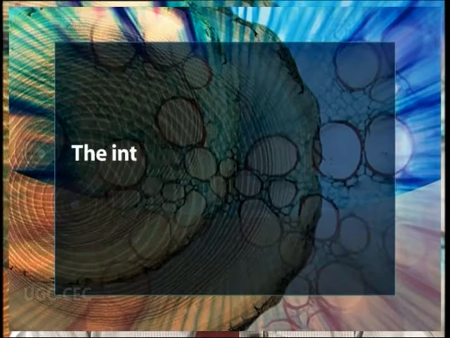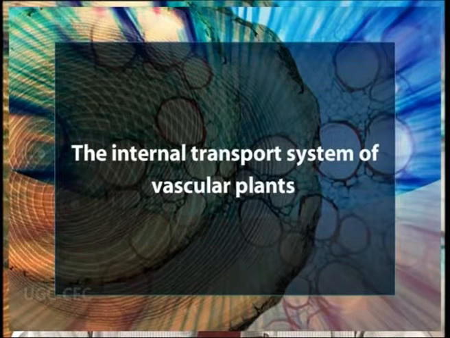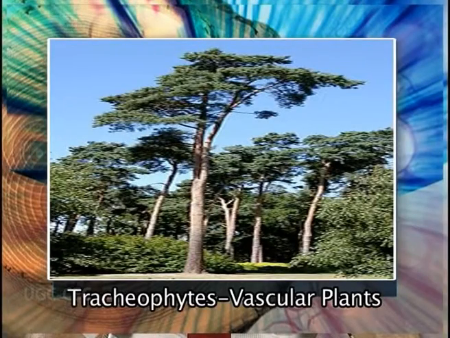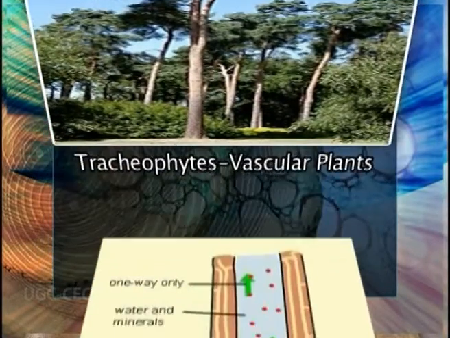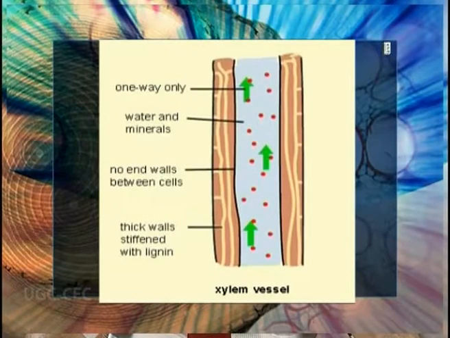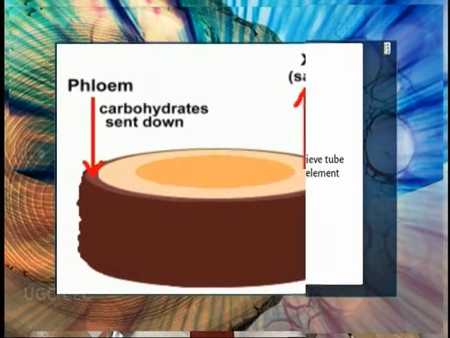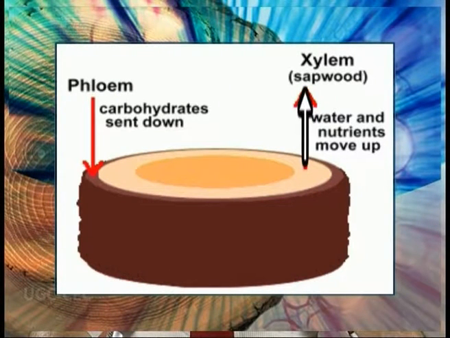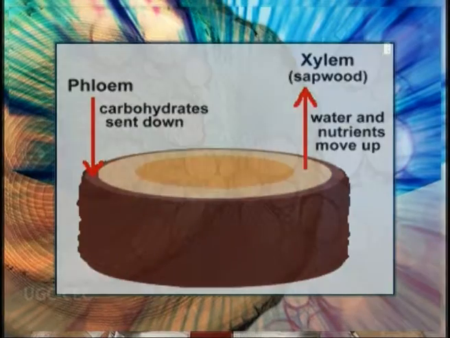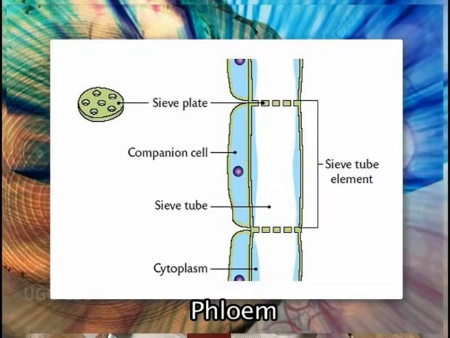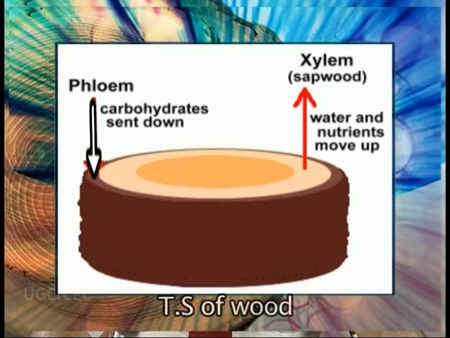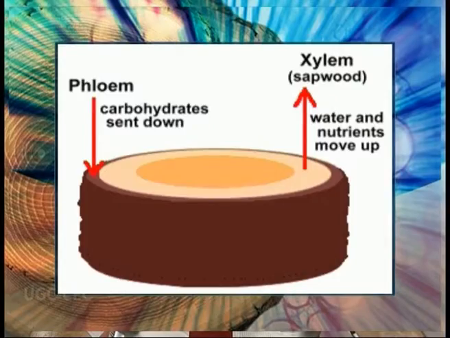through the plant. The internal transport system of vascular plants, that is tracheophytes, comprises specialized tissues made of elongated tubular cells termed xylem and phloem. Xylem transports water and solutes from roots to leaves, water being essential for photosynthesis and maintaining turgor pressure. Phloem transports complex organic compounds, notably sugars, that are synthesized by photosynthesis and its subsequent reactions.